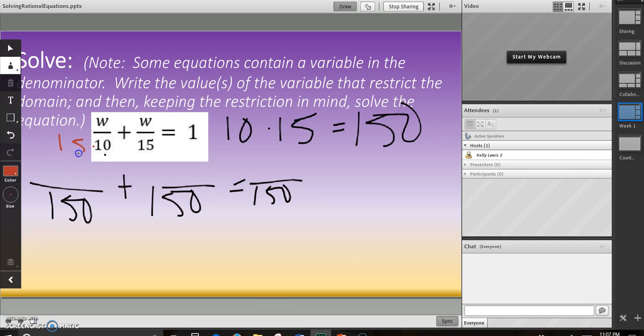To get 10 to 150, I'm going to multiply by 15, which means I need to do W times 15. And to get 15 to 150, I'm going to do times 10. So W times 10 is 10W. And to get 1, remember that's 1 over 1, to get that to be 150 on the bottom, I have to do 150 on the top. So here we are. They all have the exact same denominator.